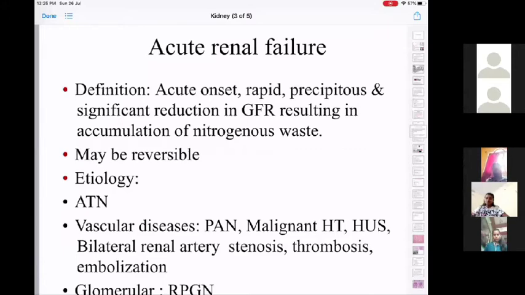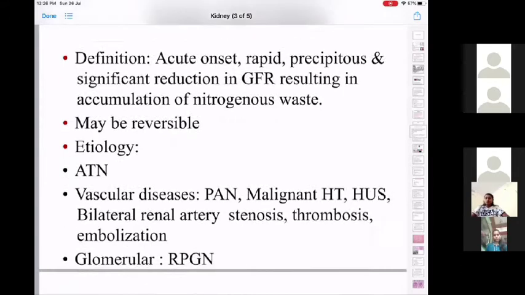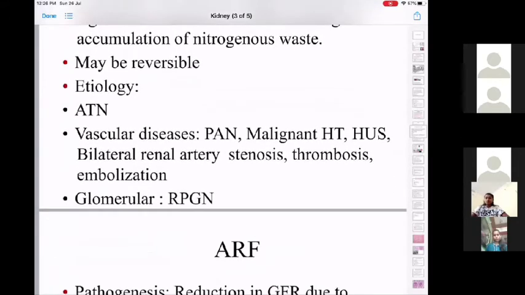Like if a normal person urinates 1 to 1.5 liter or approximately 2 liter, then in acute renal failure, the volume of urine is less than 500 ml or 100 ml. Okay, and acute renal failure may be reversible because it is acute, not chronic. Etiology. What are the causes of acute renal failure? So first is acute tubular necrosis. Acute tubular necrosis means necrosis of tubules.